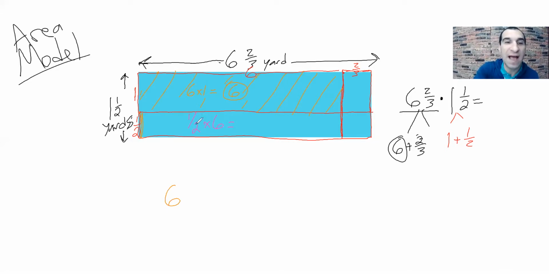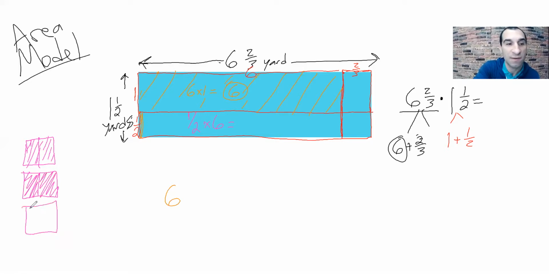In other words, if I have 1/2, so if I have, say, a square and I have half of that square, and I multiply that by 6. So here's 1, here's 2, here's 3 halves, here's 4 halves, here's 5 halves, and here's 6 halves. So what do I have?